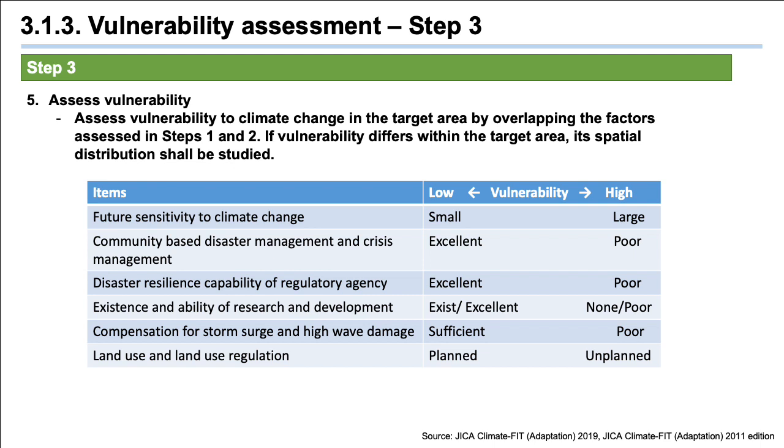We have 6 main items for vulnerability assessment. The first is future sensitivity to climate change. Second one is community-based disaster management and crisis management. The third one is disaster resilience capability of regulatory agency. Fourth one is existence and ability of research and development. Fifth one is compensation for storm surge and high wave damage. Finally, land use and land use regulation.